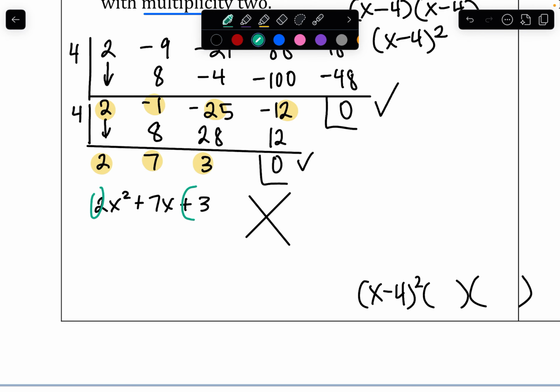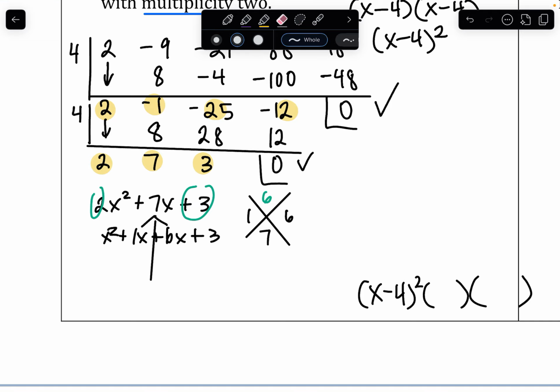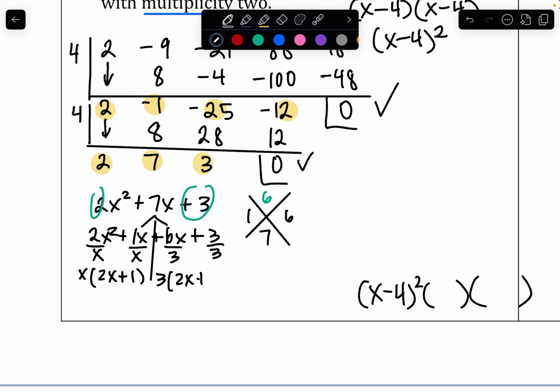A times c is 6, and we need them to add to the middle number 7. That would be 1 and 6. A is not 1, so we have to split the middle. And so when I split the middle with those 2 numbers, I can get an x out of the first pair, which leaves behind a 2x plus 1. I can get a 3 out of the second pair, which leaves a 2x plus 1.